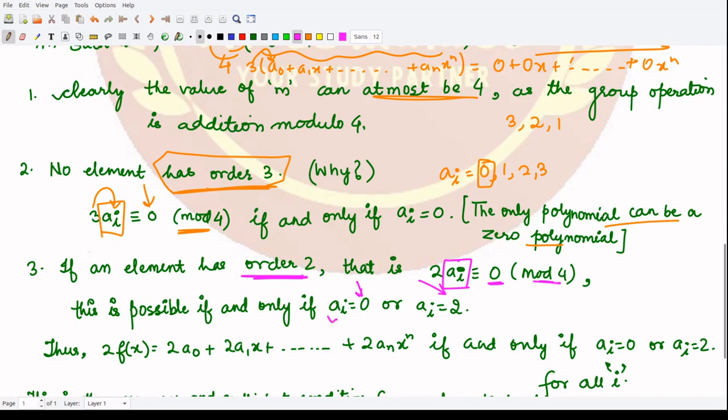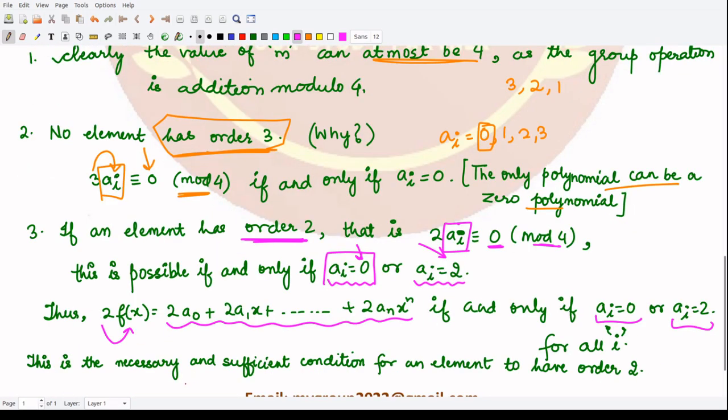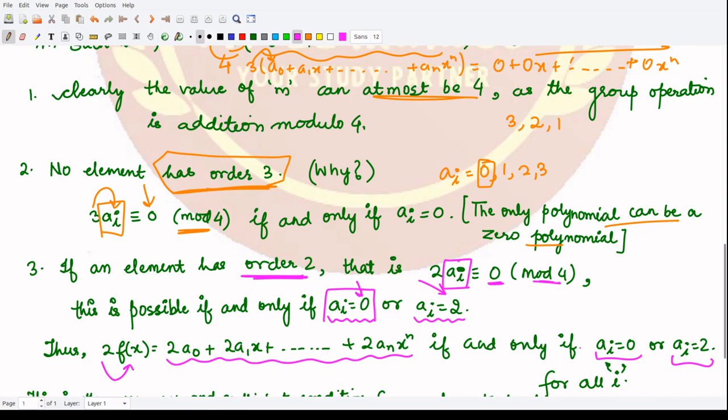The zero case would again give you only the zero polynomial, so let's not discuss it. For ai equal to 2, for the order to be 2, 2 times some polynomial would be 0, where 2 times a polynomial is 2 multiplied with each coefficient. This is possible whenever ai is either 0 or 2 for all i. Hence this becomes the necessary and sufficient condition for an element to have order 2, and this is what we wanted here.